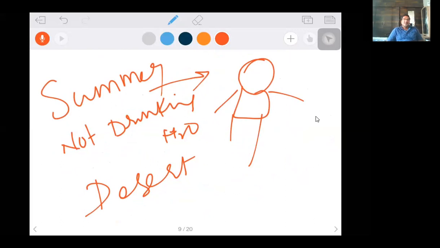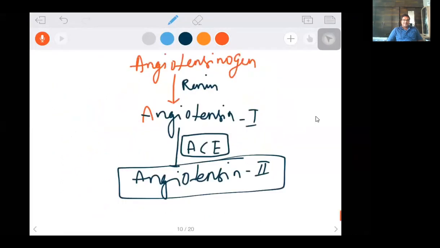If we are in the desert in midsummer in the afternoon, walking barefoot on the desert, there is no availability of water. So what kind of mechanism will come forward? The RAAS mechanism, the renin angiotensin aldosterone system, will be activated in the body. Angiotensinogen is converted into angiotensin 1, and angiotensin 1 is converted into angiotensin 2. Conversion of angiotensinogen into angiotensin 1 is done by renin. Conversion of angiotensin 1 into angiotensin 2 is done by angiotensin converting enzyme.